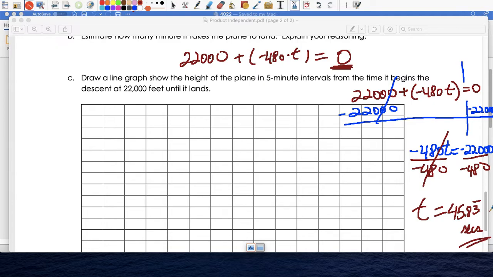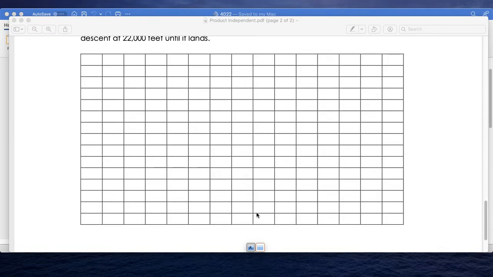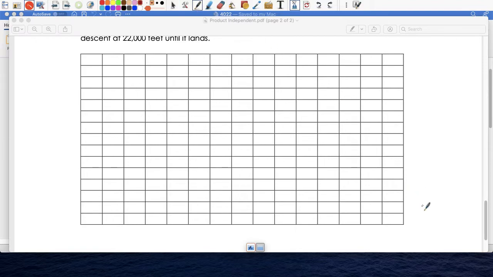Okay. So what did they ask for here? They want a little graph. Okay. Until it lands. So let's see if I can do one of these. Scale has to be appropriate. So at the bottom, our x-axis, right? I'm just going to extend that. Our x-axis is going to be time, in minutes. All right, sorry, the previous answer is 45.83 minutes, okay? And then our y-axis is our feet, so 22,000. This is our distance in feet, right? That's my scale. So let's see how I can do this.